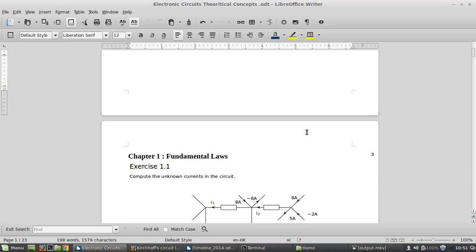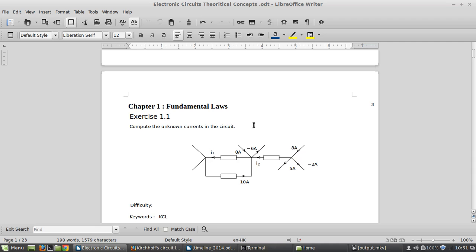About the introduction part, let me begin with chapter 1, which consists of fundamental laws. Let's start with the exercise: you have to compute the unknown currents in the circuit. There are two unknown currents: one is here, that is I1, and the second one is here, that is I2.